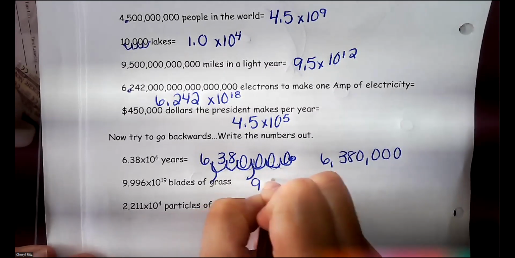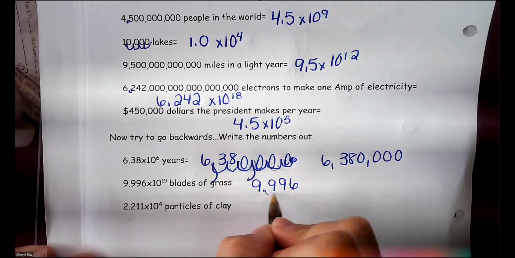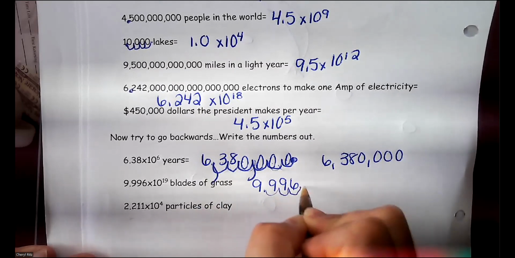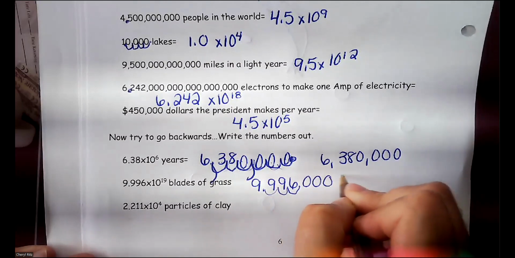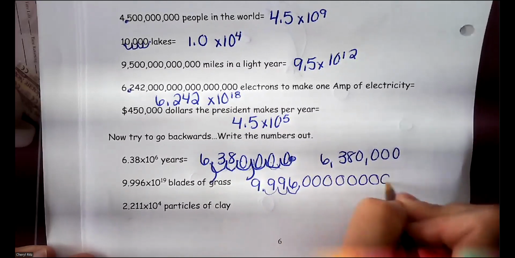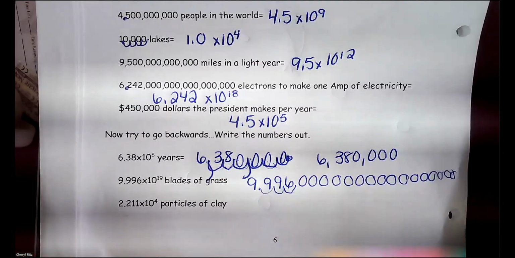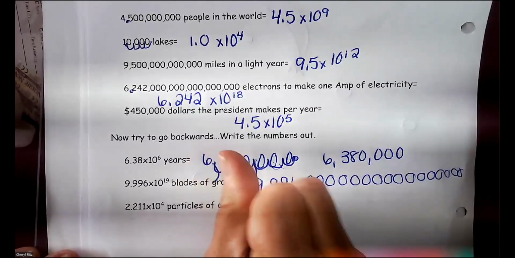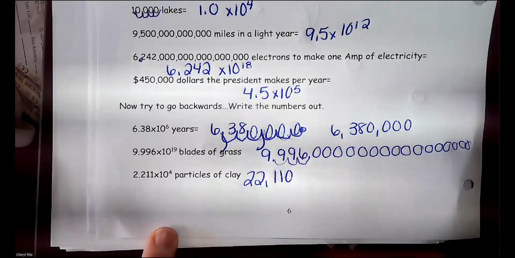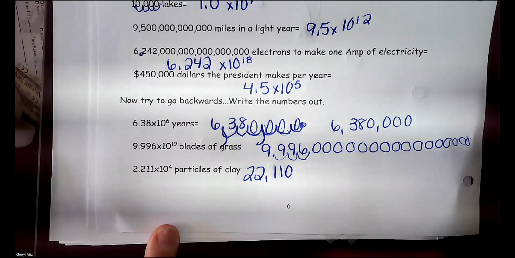So we take that and we move the decimal 19 places. 1, 2, 3. And then there'll be 16 zeros. 1, 2, 3, 4, 5, 6, 7, 8, 9, 10, 11, 12, 13, 14, 15, 16. And the last one, it should be 22,110. Scientific notation sound familiar? Got it.